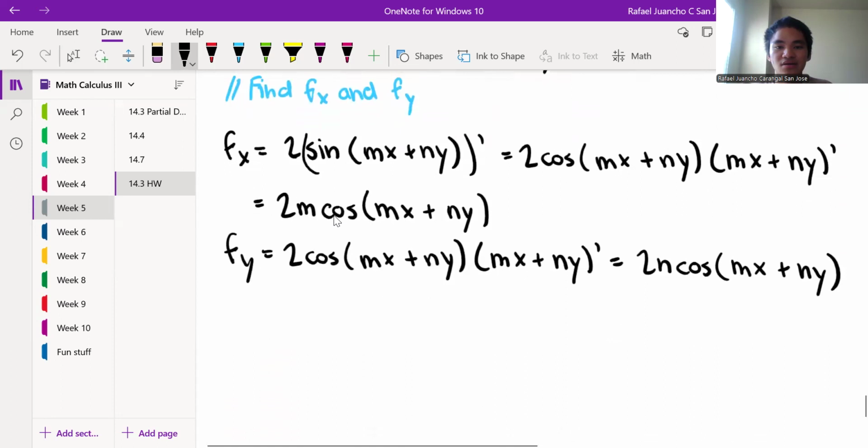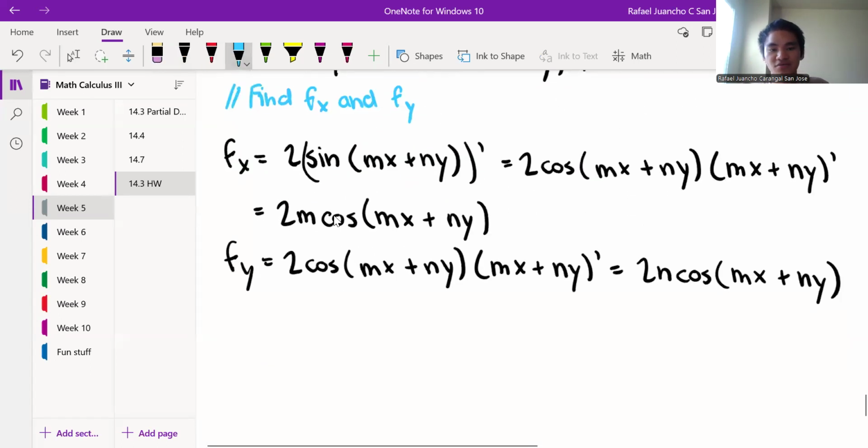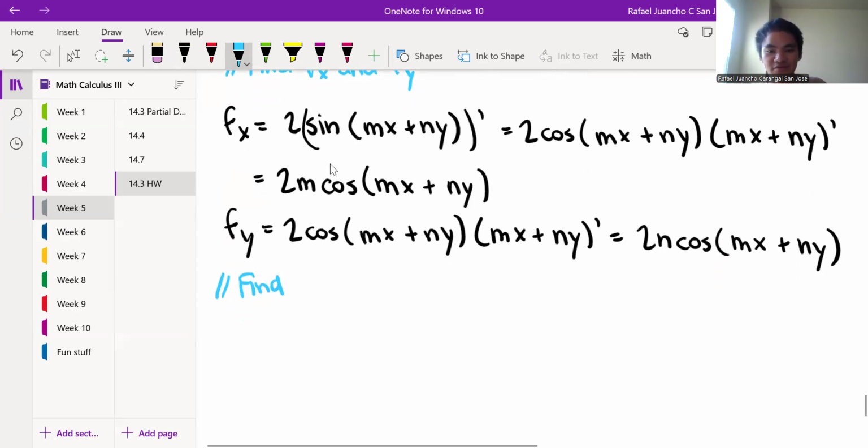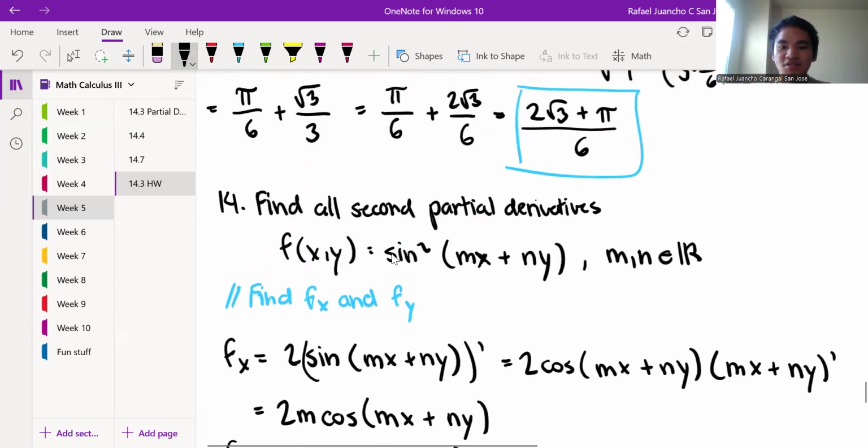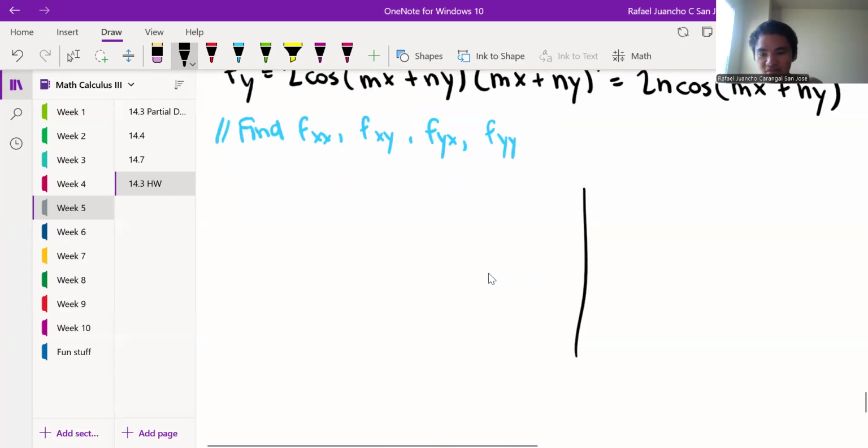Next thing we want to do is find those 4 second derivatives. Let me find f_xx, f_xy, f_yx. If I find xy, I've found yx, so technically I only need to find 3. This is continuous because it's an elementary function, a trigonometric function. So it would look something like, I don't know.